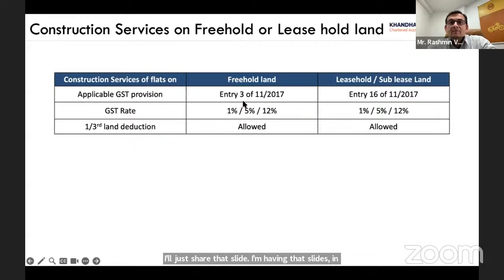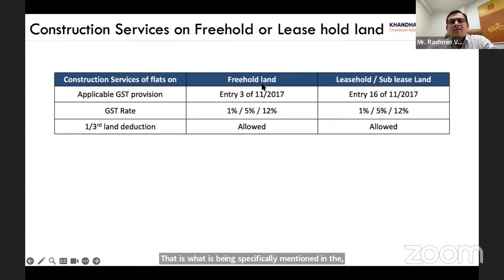We have purchased TDR from the landowner, but we have not started the construction yet. When should the RCM liability be paid? It's on the date of the completion certificate or the allotment of the units to the developer. That is what is specifically mentioned in notification 4/2018.